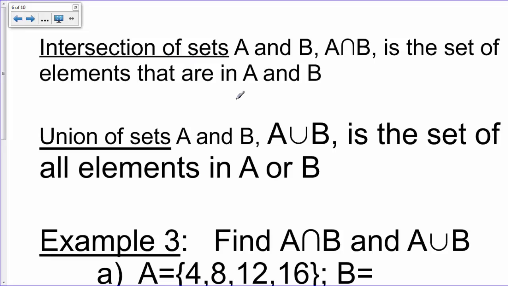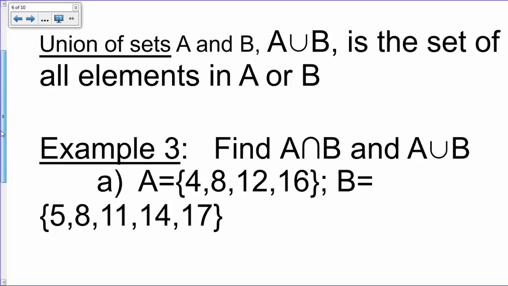The next thing that we're looking at is the intersection and union of sets. The intersection of sets A and B, which we show with this symbol, means A intersects B, and is the set of elements that are in A and B. The symbol is an upside down U, and we can think of it as looking like an A so that we can remember that this means and. So it has to be in A and B for it to be the intersection of sets A and B.